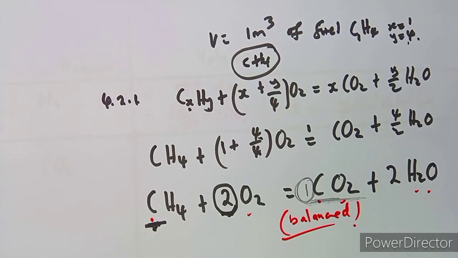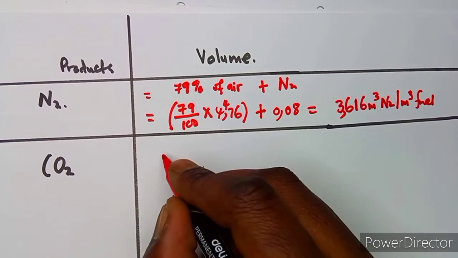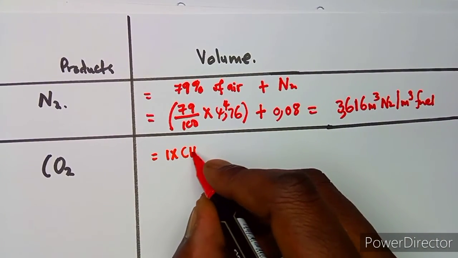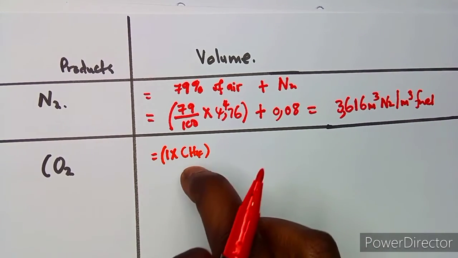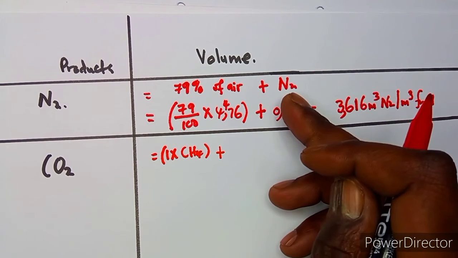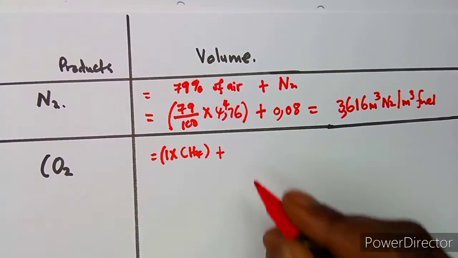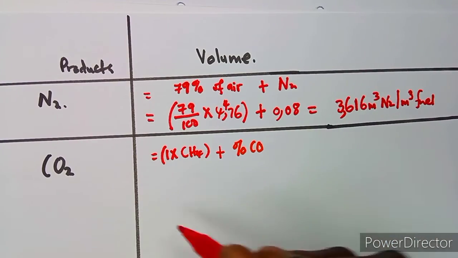So it is going to be like this. Okay, you take this quantity, which is 1. So it's 1 times the percentage of methane. Okay, so you're going to multiply by the percentage of methane. Okay, then you add, just like nitrogen, here you are going to add the percentage of what? Of carbon monoxide, because it's part of this. So we add this percentage of carbon monoxide. Okay, so that's what you're going to have at the end.